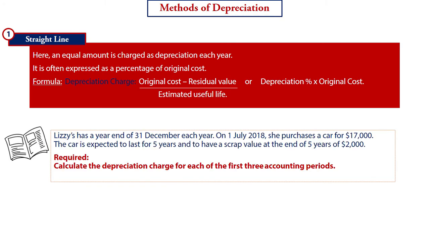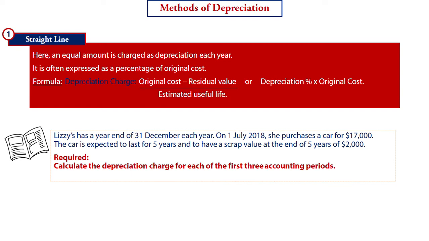Let's look at an example. Lizzie has a year end of 31st December each year. Now on 1st July 2018, Lizzie purchases a car for $17,000. Now the car is expected to last for 5 years and to have a scrap value of $2,000. Calculate the depreciation charge for each of the first 3 accounting periods. Now, the year ends on 31st December. It means it begins on 1st January.